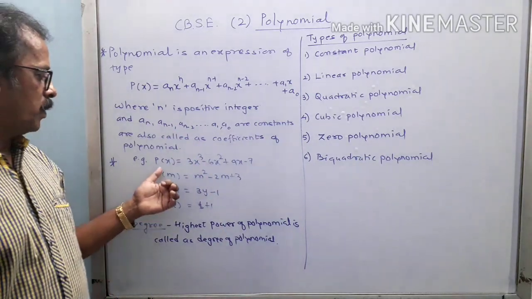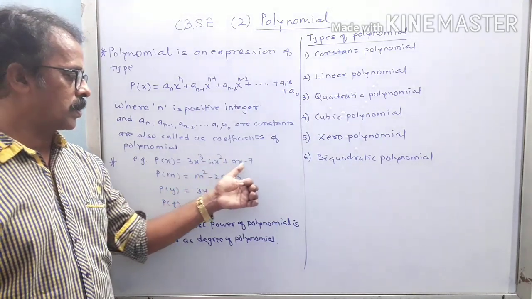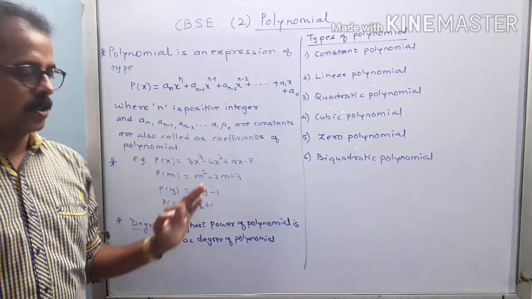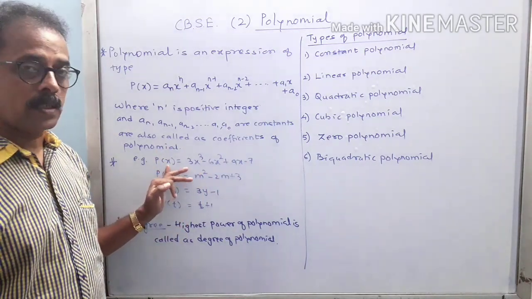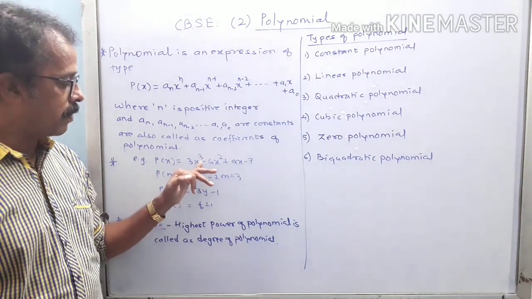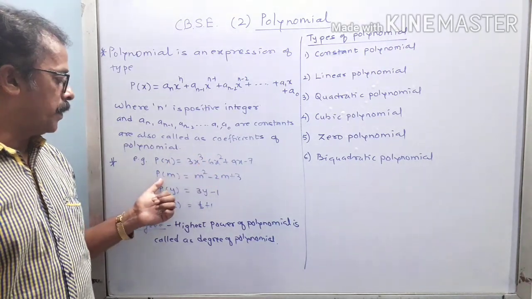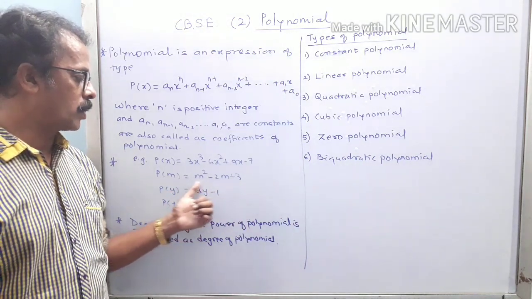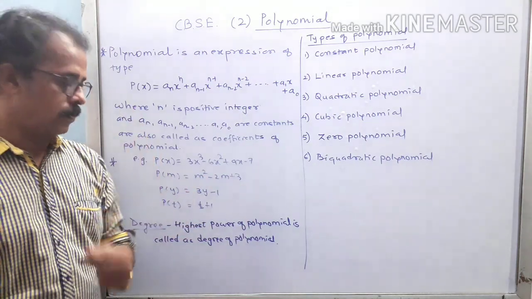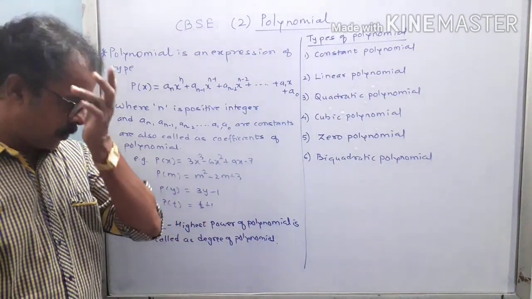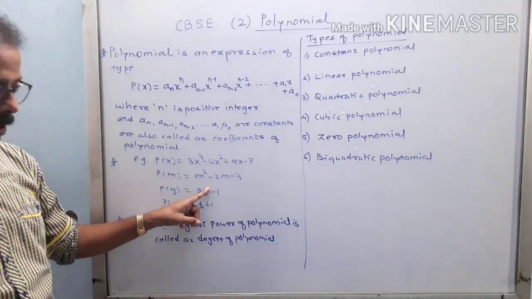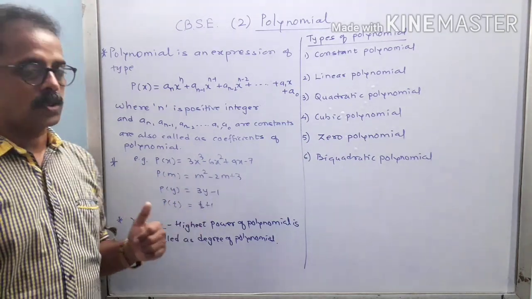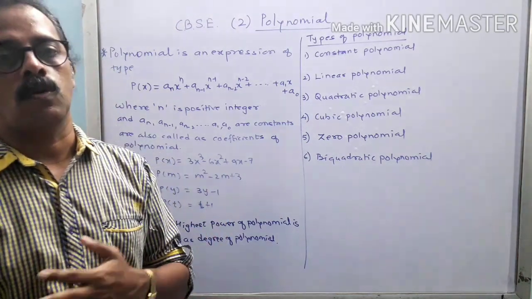Let us take an example: p of x is equal to 3x cube minus 6x square plus 9x minus 7. Here the variable is x. Hence it is a polynomial which has a variable x and a maximum power, which you can observe here is 3. Then p of m is equal to m square minus 2m plus 3. This particular polynomial has degree 2. Then p of t is equal to 3t minus 1. In that case the degree, the power of t, is 1, and the variable is t. So that is the way we can explain the meaning of polynomial.